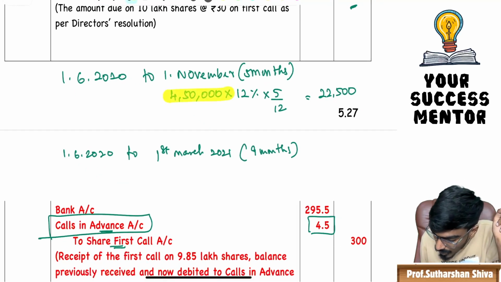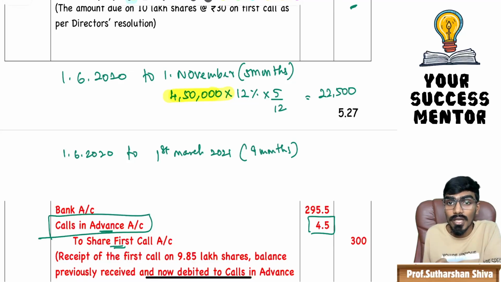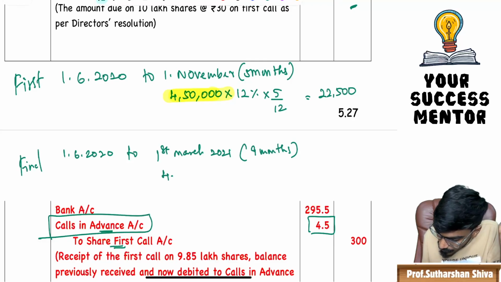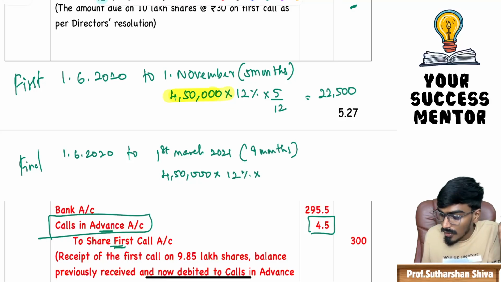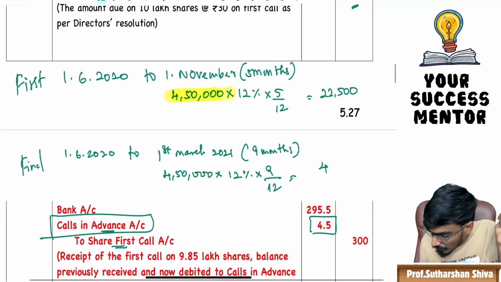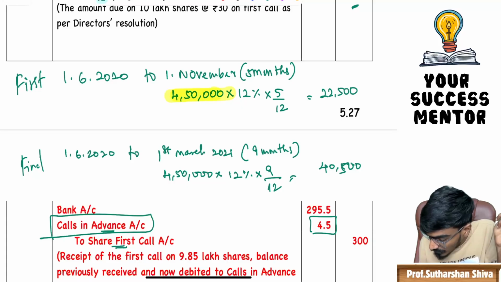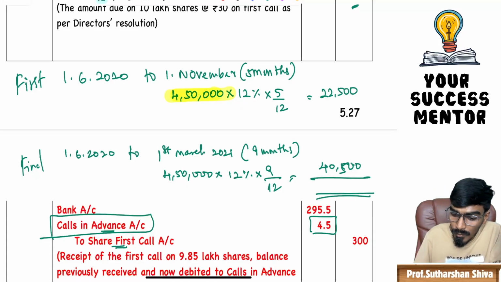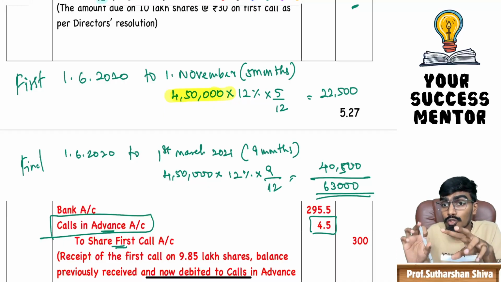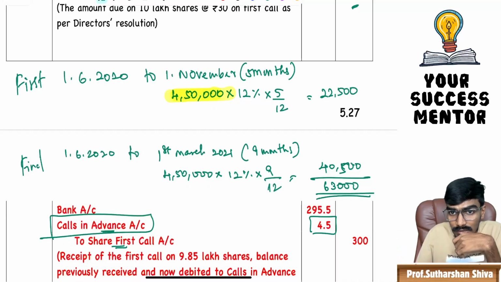How much cash am I utilizing? Definitely don't even try to put 9 lakh over here. This is to the extent of the first call, this is to the extent of the final call. So here we will be putting 4,50,000 into 12% into 9 months I need to collect. So 4,50,000 into 12% into 9/12, I am getting 40,500. If I collect, what is the total amount I should pay to that shareholder? 63,000.